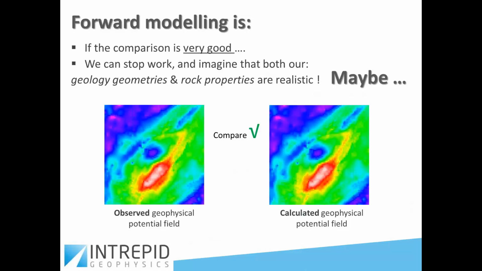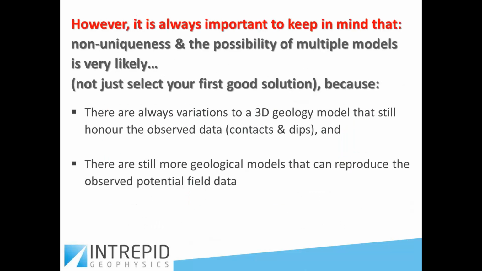The geometries and the rock properties may be realistic, but we need to keep in mind that there are possibilities of multiple models in all likelihood, because the solutions have a large degree of non-uniqueness. It's just as likely that your first selected good solution is only one of many. There are always variations to a 3D geological model that still honour the observed data in the dips and dip directions and also the contact data. And there are still more geological models that can reproduce the observed potential field data.